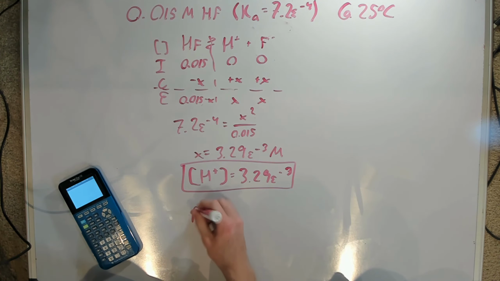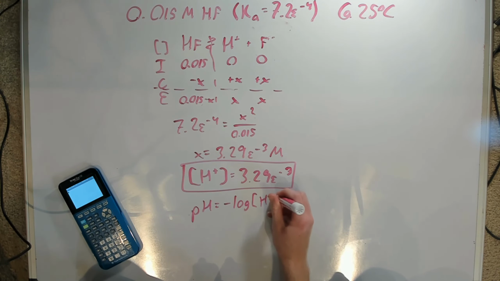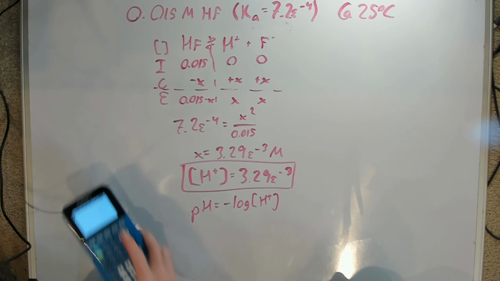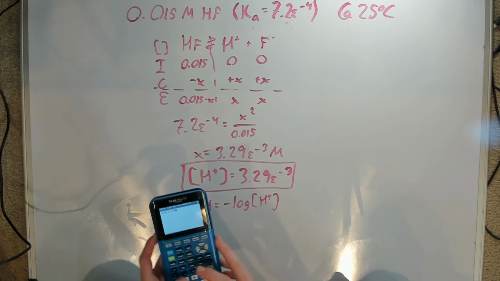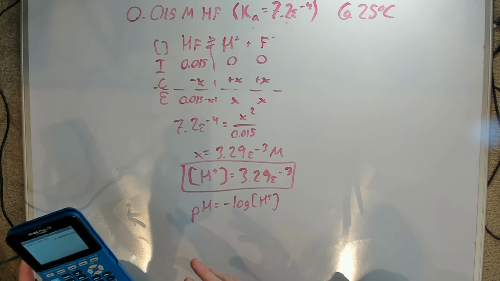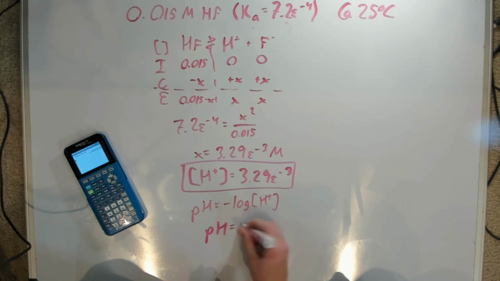So pH is equal to negative log of the concentration of H plus. So we'll go negative log 3.29 e to the negative third, which is equal to 2.48. So the pH of this specific thing is equal to 2.48.